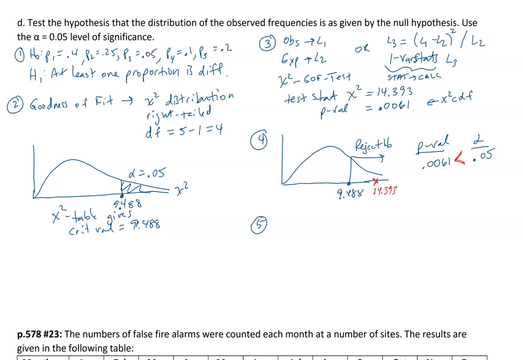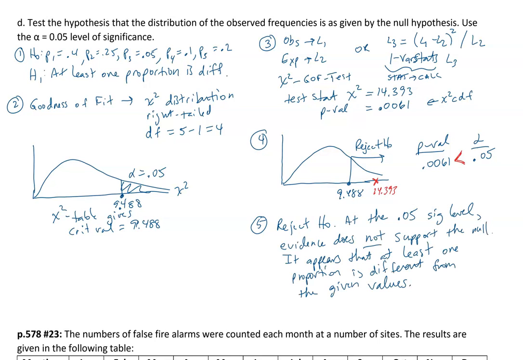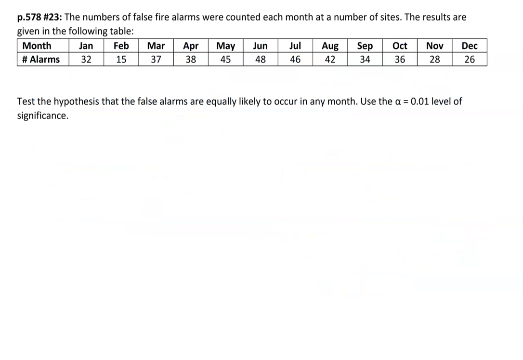So the first thing we write in our conclusion is that we're going to reject the null. And then we're going to have to figure out what to say for the alternative. So there's no context here. So maybe something like this. Here's one thing you could think about saying. At the 0.05 significance level, evidence does not support the null. And I'm saying it that way because look at the original problem. Test the hypothesis that the distribution is as given by the null. So I'm actually going to say no, it's not like the null, and it appears that at least one proportion is different from those given values. All right, there's your first taste of the goodness of fit test.